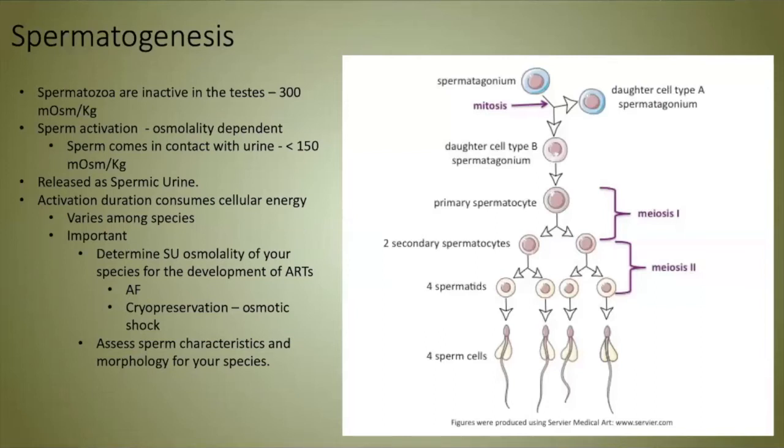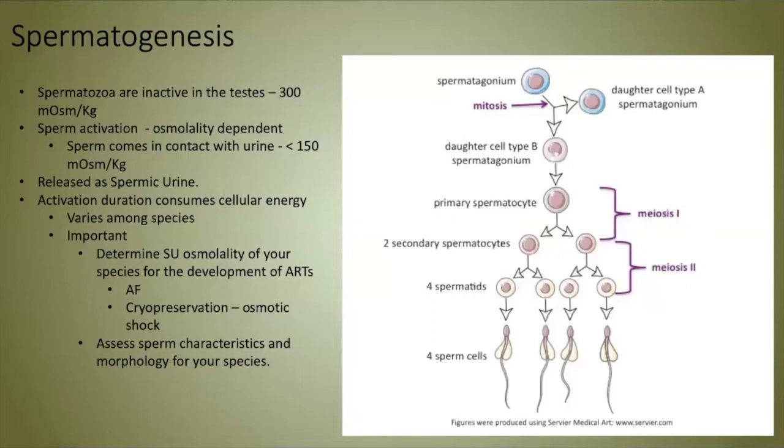A quick overview again, back to cell biology 101. We have the germinal cells in the testis, the spermatogonia, that will go through several different divisions, mitotic and meiotic divisions, and basically will produce a primary spermatocyte, two secondary spermatocytes, four spermatids, and at the end four mature sperm cells. So this is important. Why? In the application of ARTs.